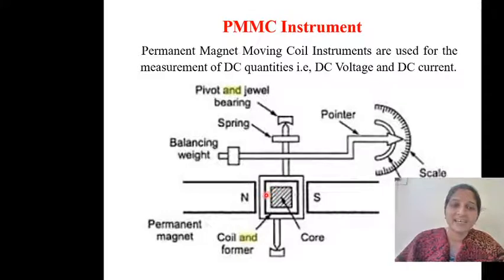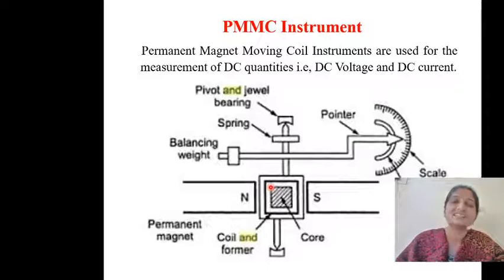Eddy current damping means this aluminum former is placed in the magnetic field so that circulating currents will be there. These circulating currents will oppose the main current which is flowing through the circuit. So this is the principle for eddy current damping. The damping provided here is eddy current damping.